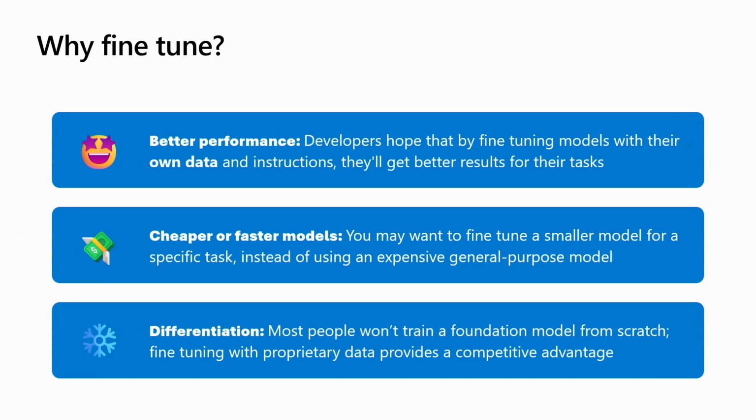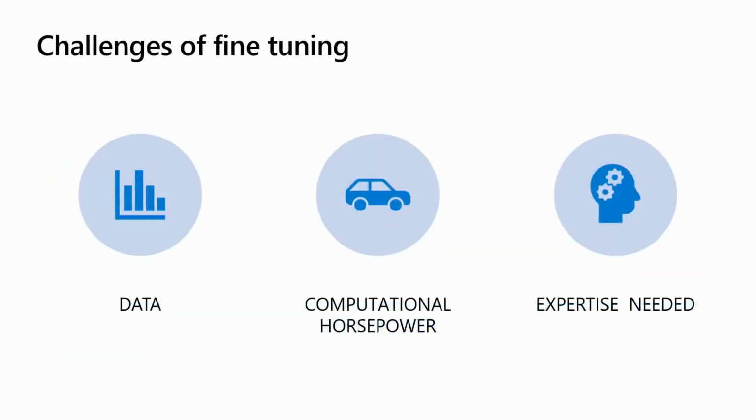And lastly, differentiation. You're not taking any generic model and making it do something. You've trained your model to do something really good. It might be one task, but it's really good at doing that task. So you're able to differentiate yourself in the market in terms of how well your model behaves.